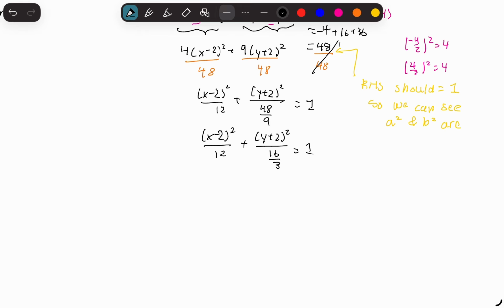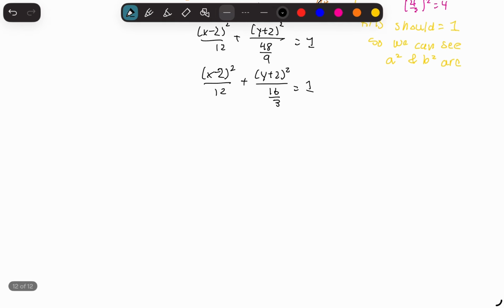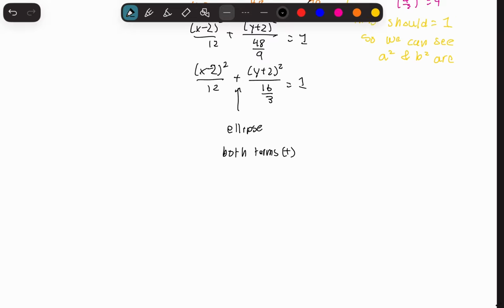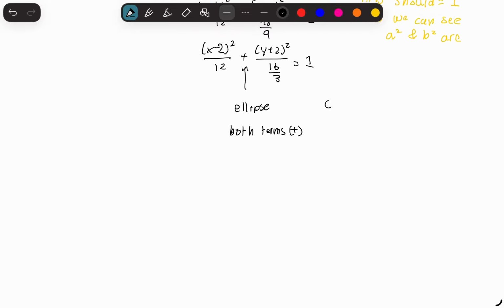Now, what type of conic is this? What we see is that this is going to be an ellipse because both terms are positive, and our center is going to be equal to 2, negative 2.